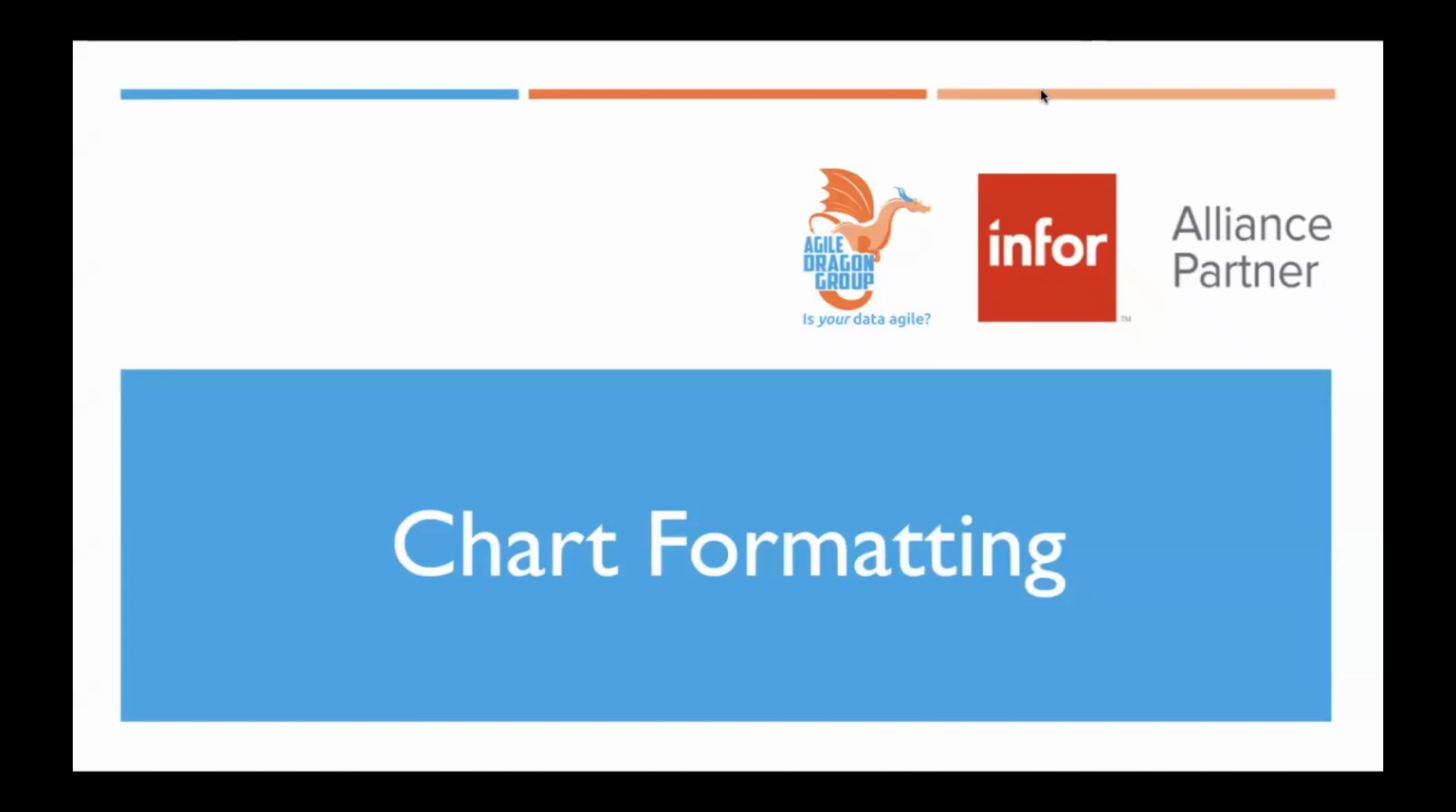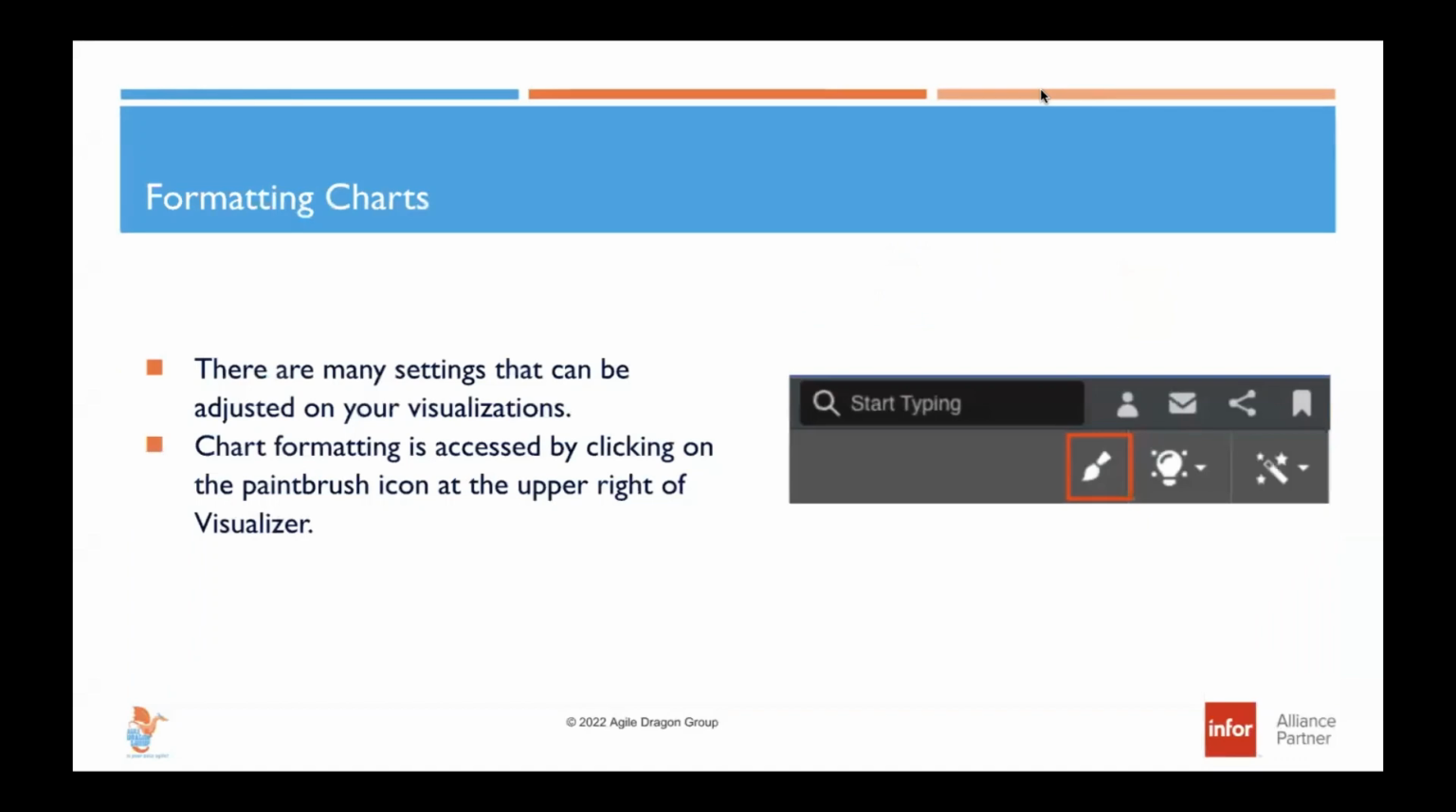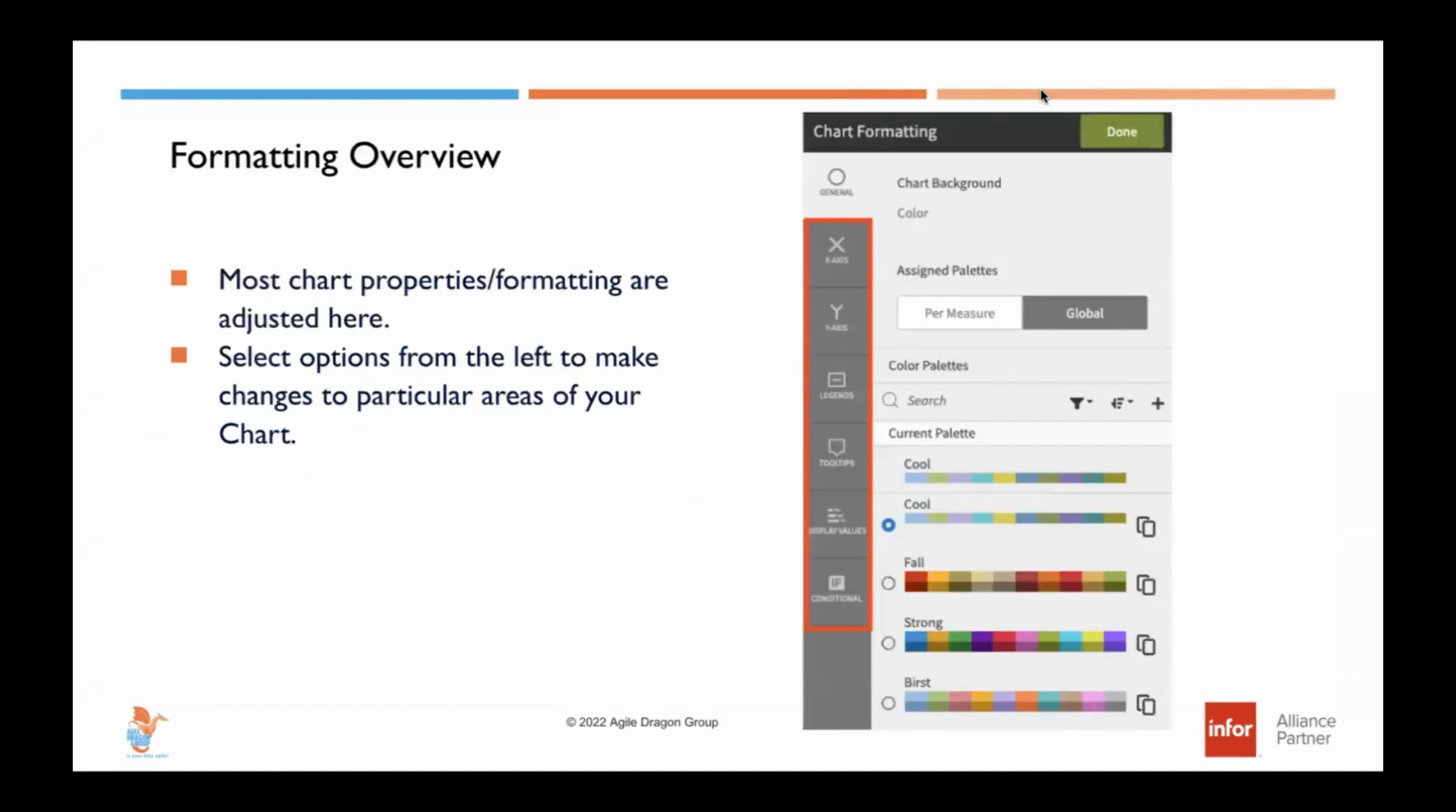In this lesson, we're going to discuss chart formatting. When you're working in Visualizer on a chart or graph, there are many formatting settings that you can adjust. To access these settings, first click the paintbrush icon in the upper right-hand side of the screen. Once you click the paintbrush icon, you're presented with several options for formatting that you can make adjustments to. Each section is listed on the left-hand side.